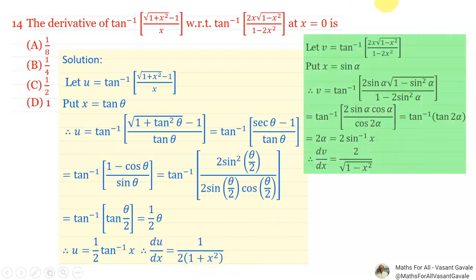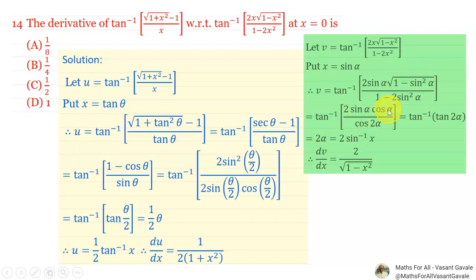Next, v is equal to tan inverse of in bracket 2x root of 1 minus x square upon 2 times x square. Here we will put x is equal to sin alpha. Then v is equal to tan inverse of 2 sin alpha in root of 1 minus sin square alpha, which is cos square alpha. Taking its root, we get cos alpha.